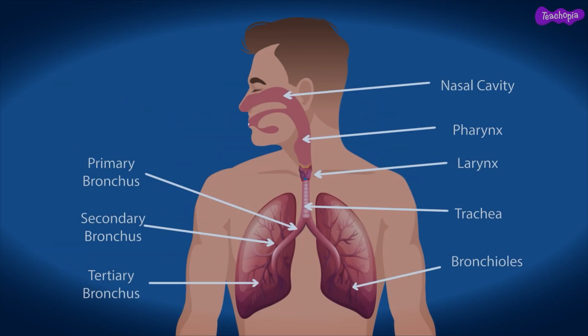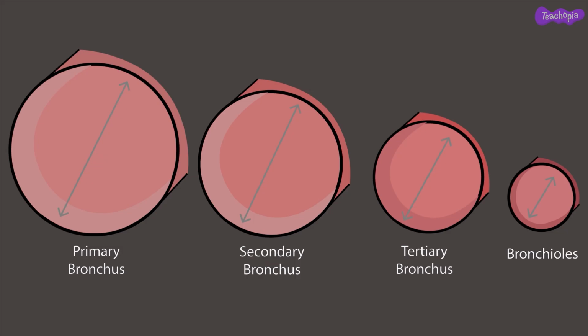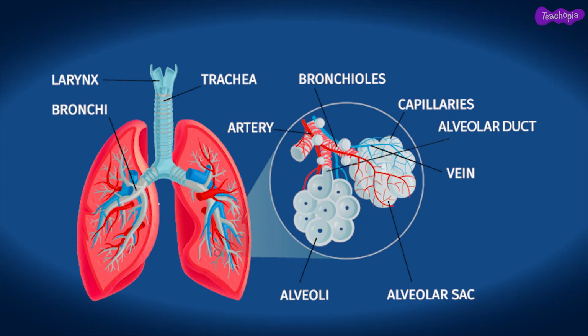So, let's see what we have learned so far. Nasal cavity, pharynx, larynx, trachea, primary bronchi, secondary bronchi, tertiary bronchi, bronchioles. We should remember that the diameter is getting smaller as we go through these different areas. Beyond the terminal bronchioles, there will be branching into respiratory bronchioles and then onto alveolar ducts.